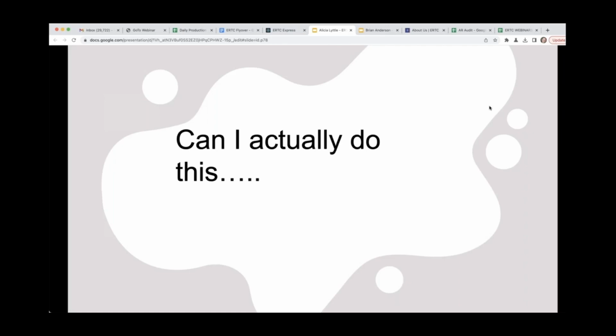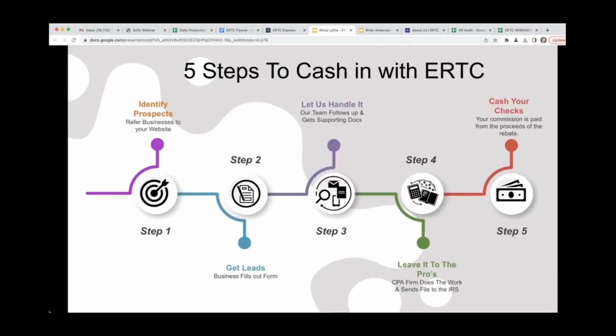I've never met him. Okay, so I drew something on a napkin, and I cannot draw, I cannot color, and I don't do graphics. But fortunately, Vanessa on my team made me this. Basically, if you identify prospects, step one, refer them to your website. Step two, done. That's all you have to do. If you decide to get more involved and do a little bit more, you can make more money. Crazy, right? That's it.